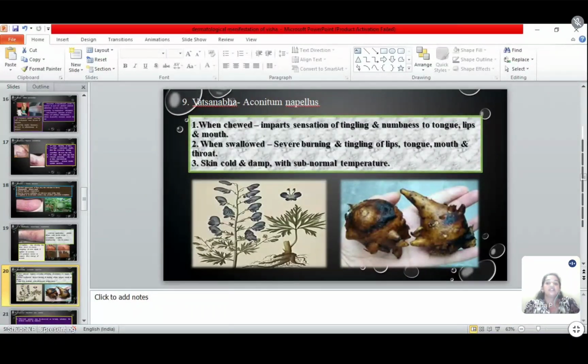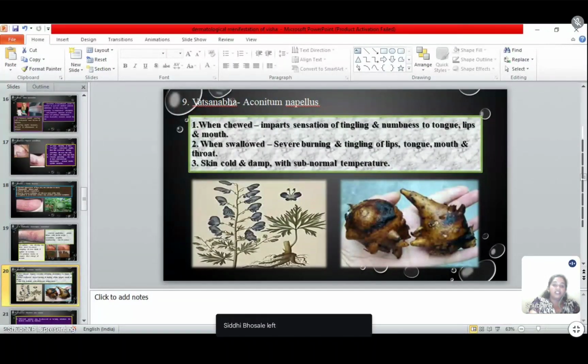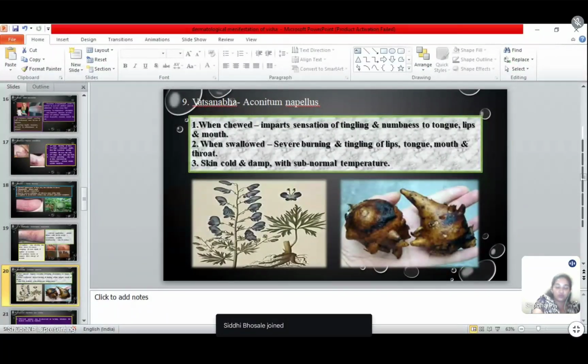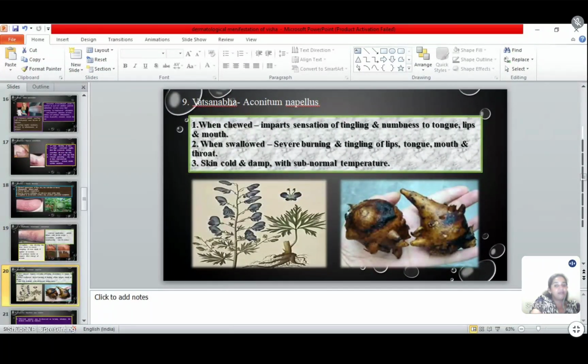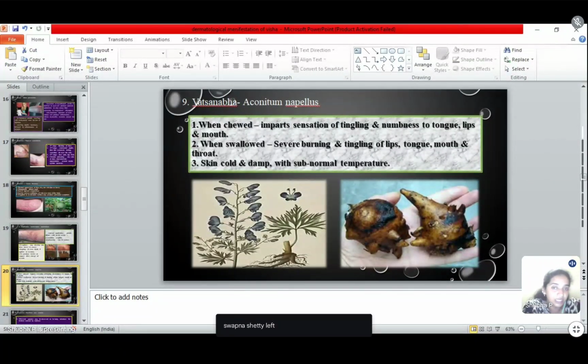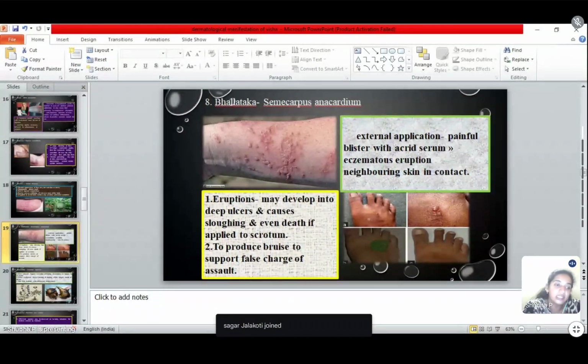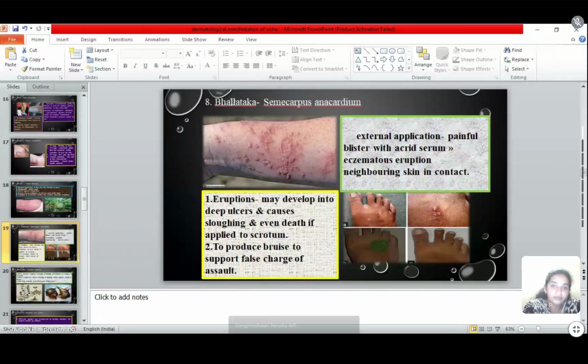Vatsanaba. Again, it's a sweet poison. When it is chewed, it imparts a sensation of tingling and numbness to the tongue, lips, and mouth. When it is swallowed, severe burning and tingling of lips, tongue, mouth and throat is experienced. Over the skin, the skin becomes cold and damp with subnormal temperature. So these are the skin changes you see in Vatsanaba. Again, for Vatsanaba, internal medications play an important role rather than external treatment.